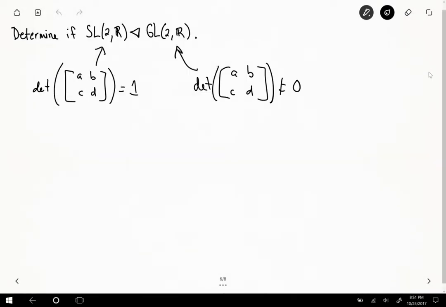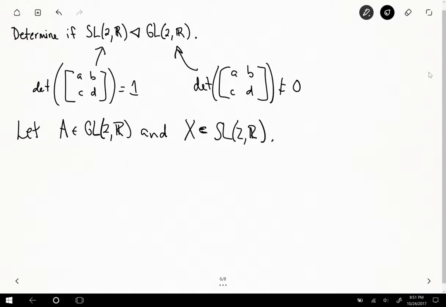So, let A be a general matrix in GL2R, and X, or let's call H, well, I'll use X to be an element, not to confuse it with that set H that we were talking about in the previous. So let X be an element of our special linear group.